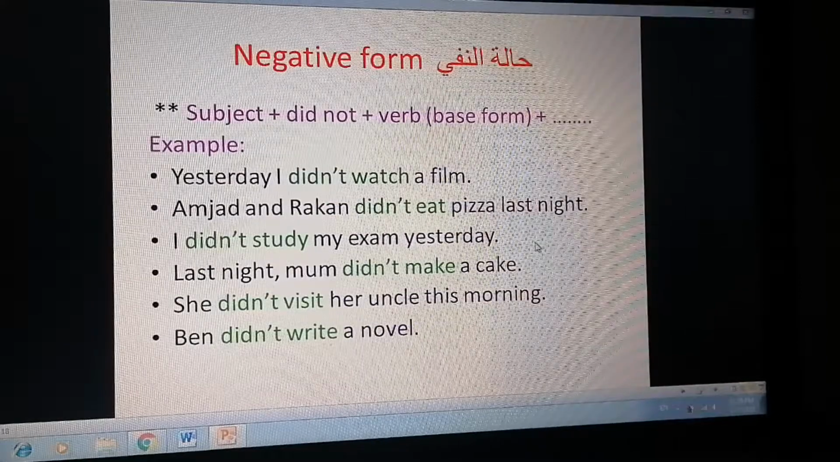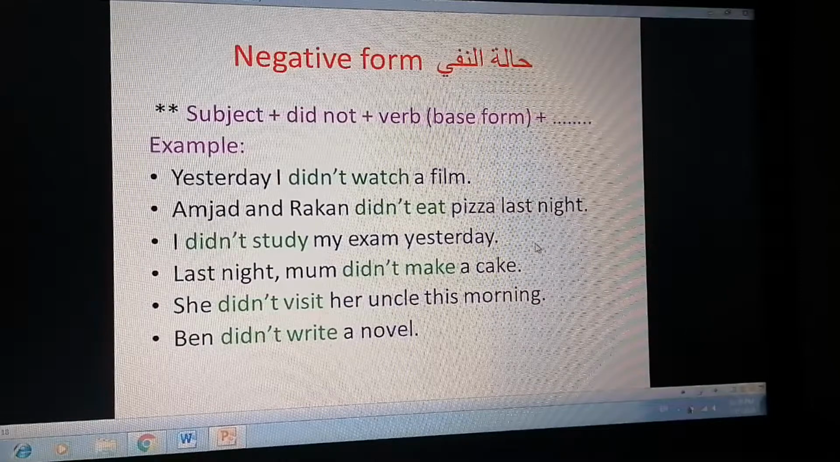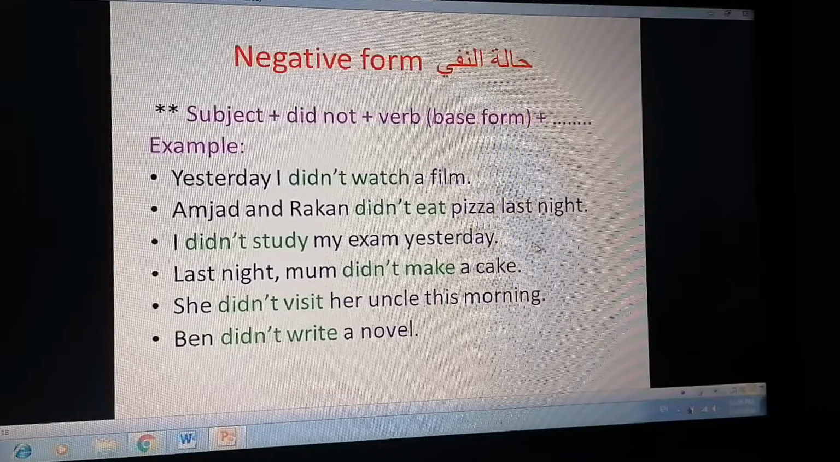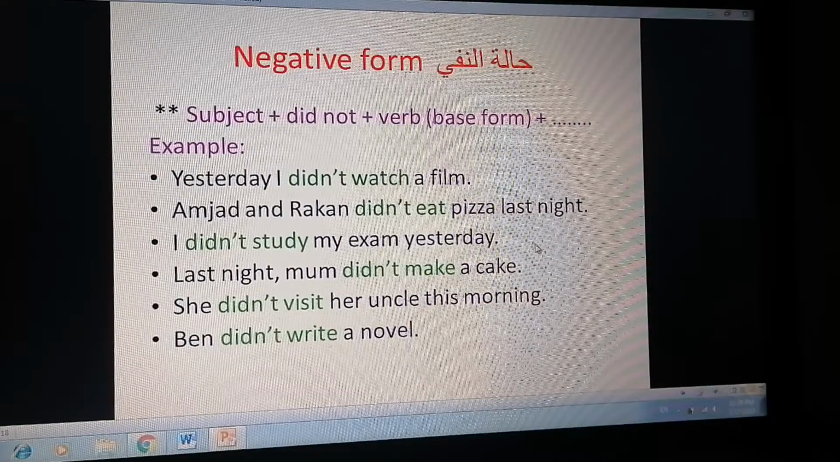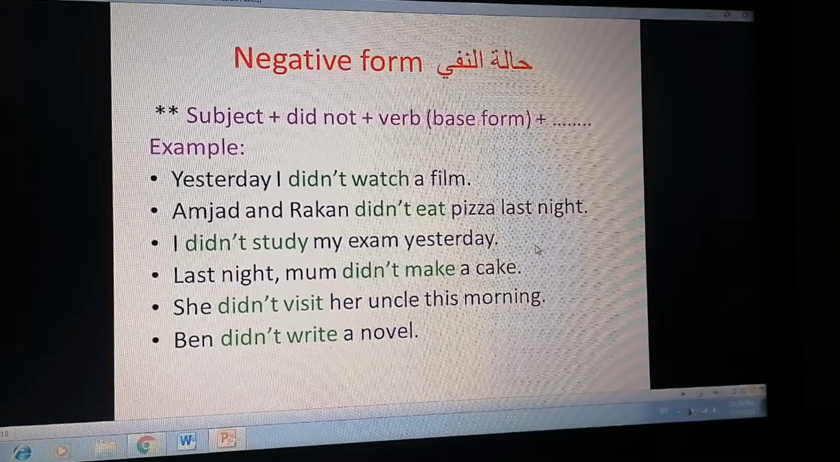In negative form حالة النفي. How's the structures of sentence in negative form of simple past? Subject did not or didn't plus verb base form plus complement the sentence. What's meaning base form؟ فعل مجرد من أي إضافة without s, es, ies, ied, without anything.